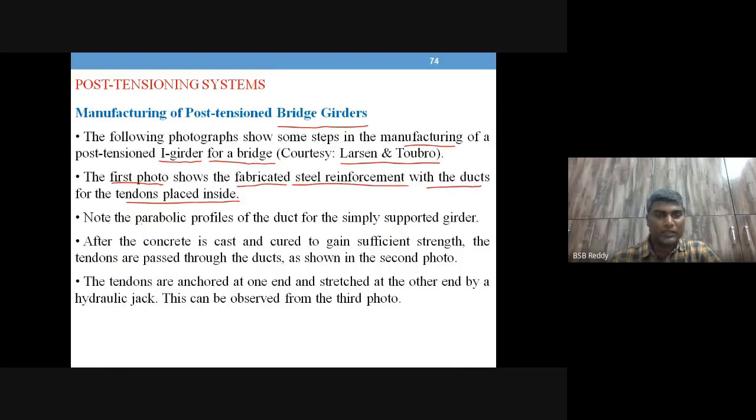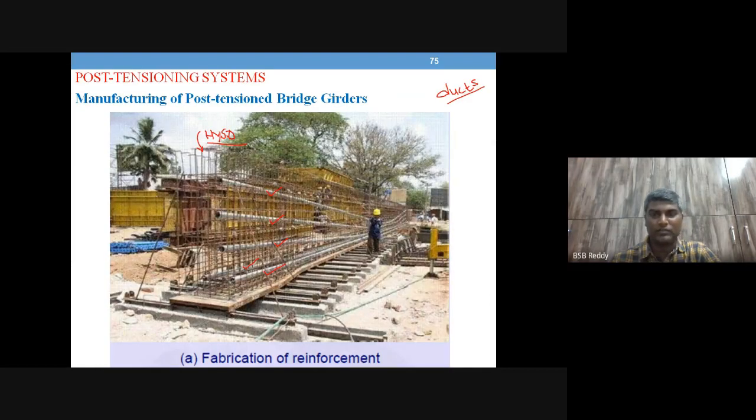Then the parabolic profile of the duct is for a simply supported girder. You can see the duct that is provided has a shape something like this. It's parabolic. As the photograph is taken from one end, it looks unsymmetric, but it is perfectly symmetric parabolic shape. So such ducts are being used here.